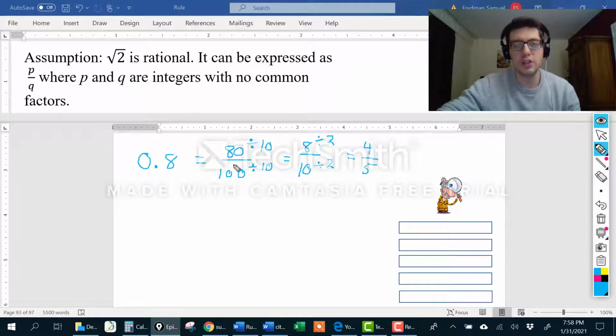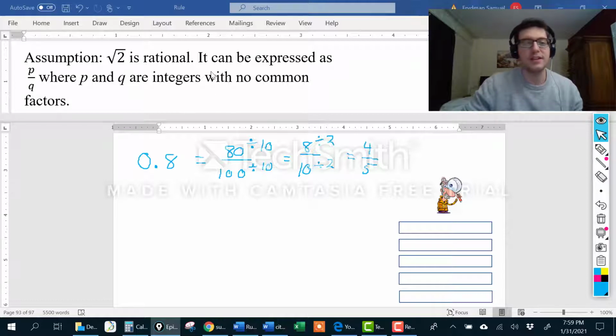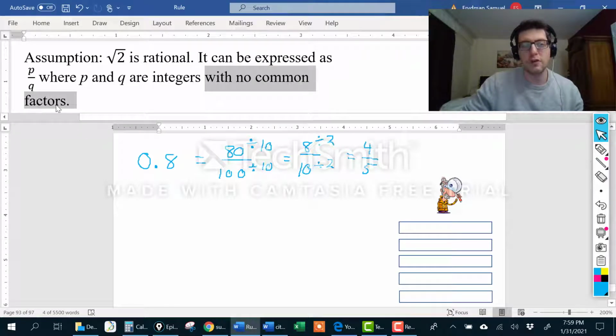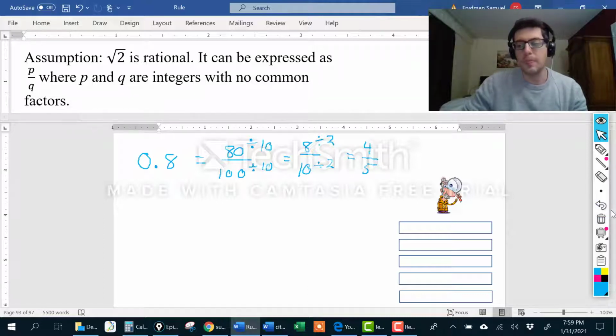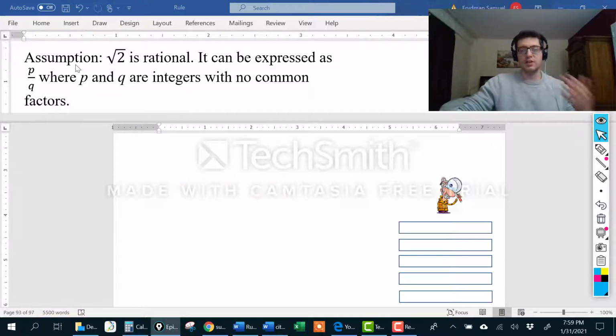No matter what the integers in my fraction are, I can just keep doing that until I get it in reduced form, where 4 and 5 don't share any common factors. And since that applies to all rational numbers, it means that I can add this little phrase over here without any loss of generality. Okay, so that's our assumption.